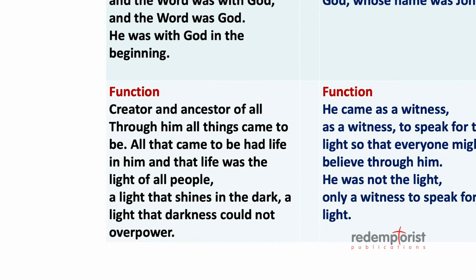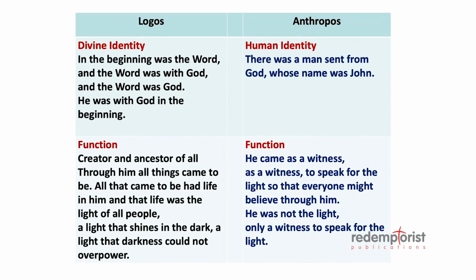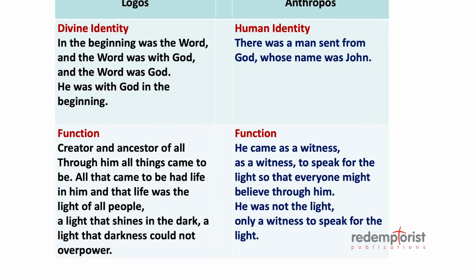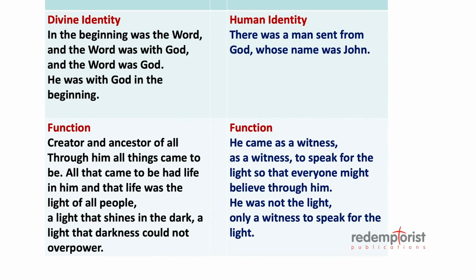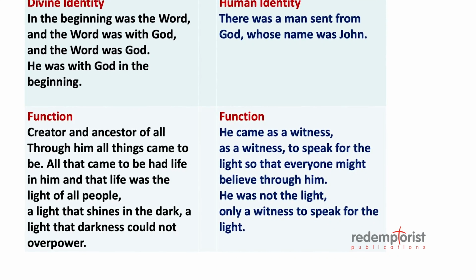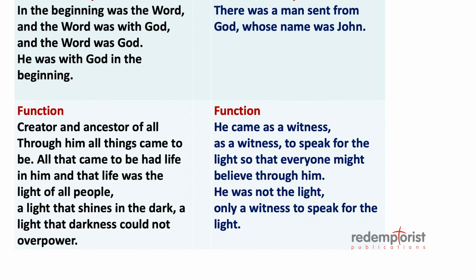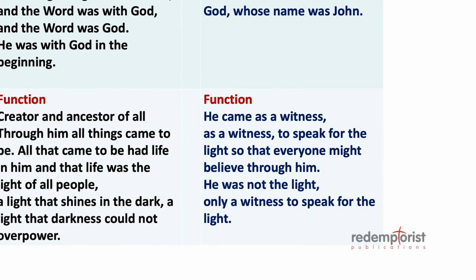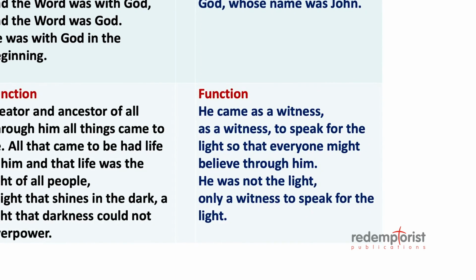And then he interrupts his meditation on eternity to speak about one man. A man came, sent by God. He came as a witness to speak for the light, so that everyone might believe in him. He was not the light, he was only a witness to speak for the light. Think about that language of John. John's purpose is simple. It is, in the fourth gospel, to act as a witness to speak for the light.